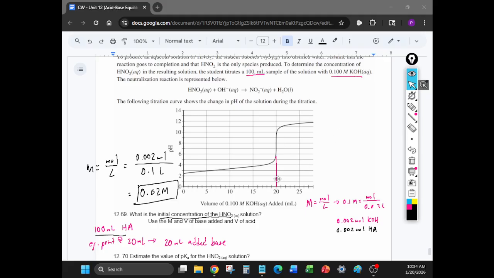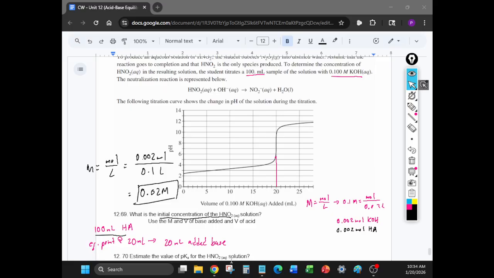All right, so we can use equivalence point to figure out how much base we added. We know that at equivalence point, the base and the acid are equal, so 0.002 for our acid, and then we just divide it by the original acid volume.